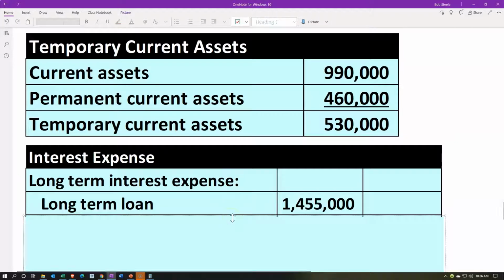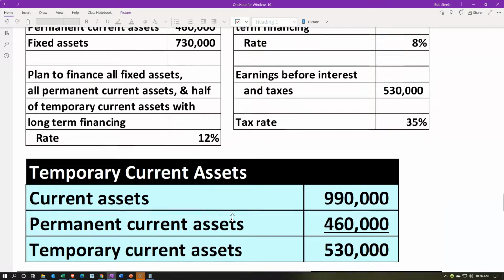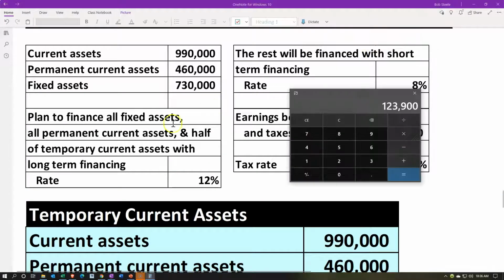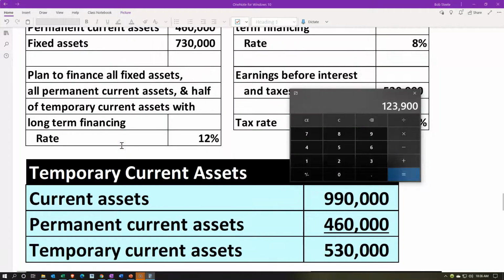We're going to have the long-term financing. Long-term financing amount is going to be the 1,455,000. That will be calculated. If we take a look at this, we want all the fixed assets, all the permanent current assets, and half the temporary current assets. So let's start with the temporary current assets. Here's the ones that you would think would be financed with short-term, if anything's going to be financed with short-term, right? Would be these items.